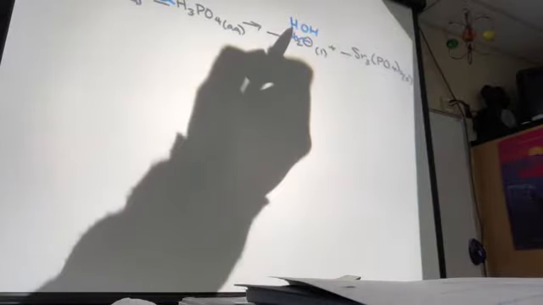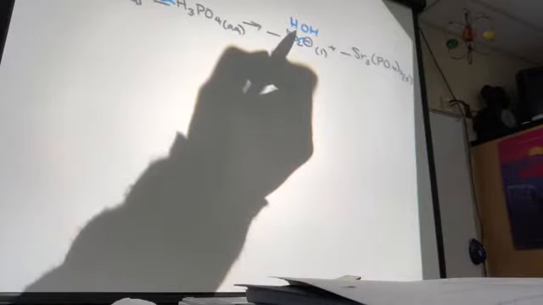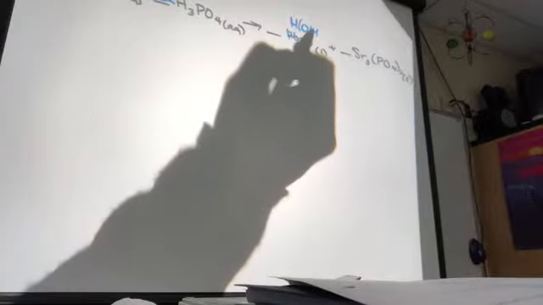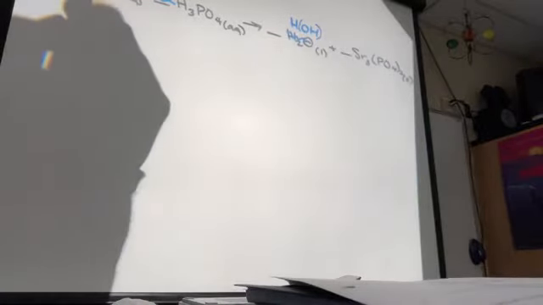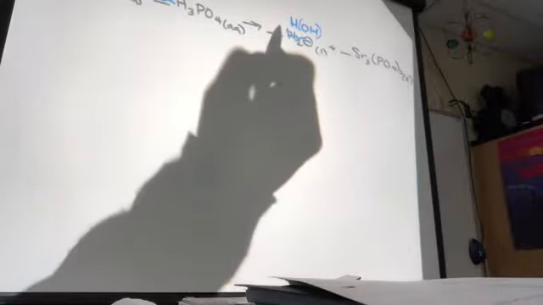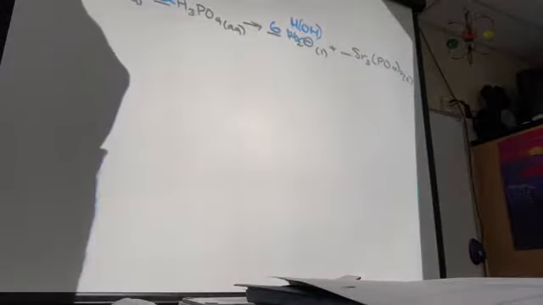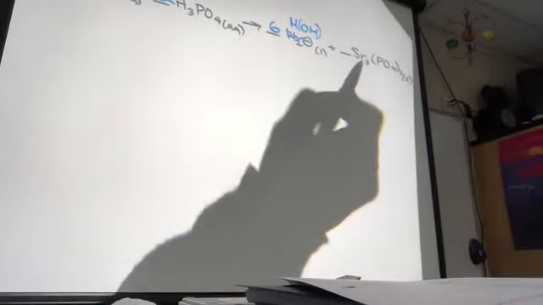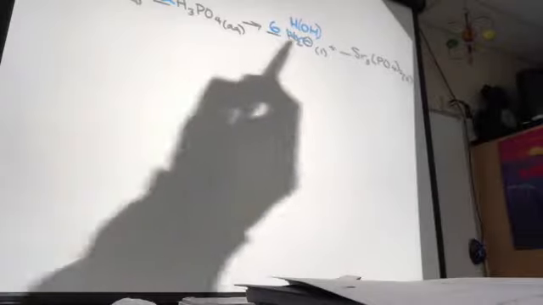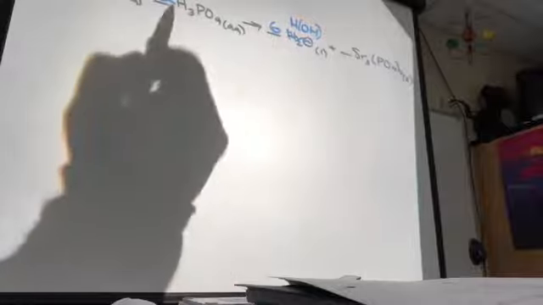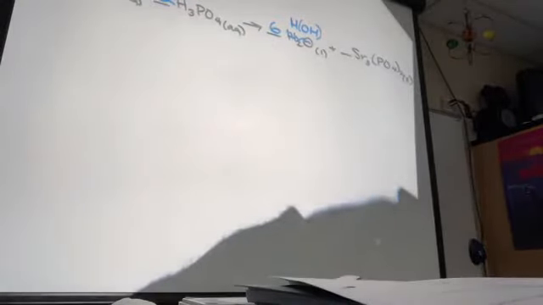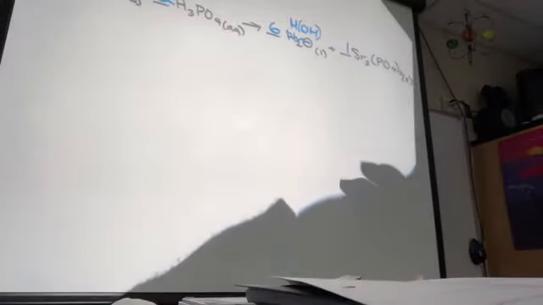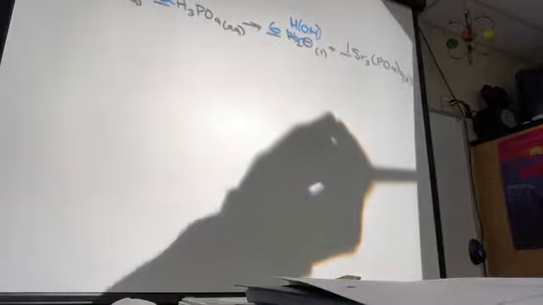So I got 6 hydrogens. I only have 1 hydrogen here. Remember, this is my hydroxide. Here's a hydroxide over here. So I need a 6 here, and I need a 3 there. So 3 strontium, 6 hydroxides, 6 hydrogens, 2 phosphates, right? Yep. Now, what's my product on this side?